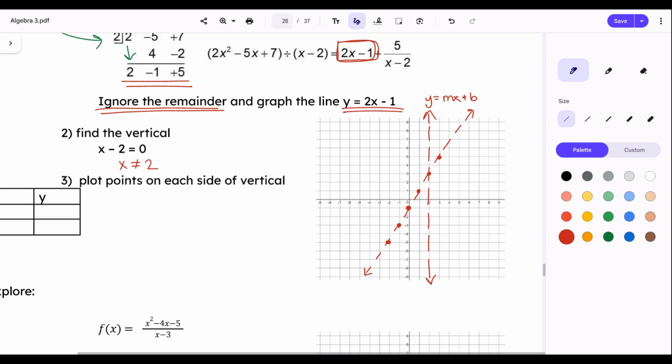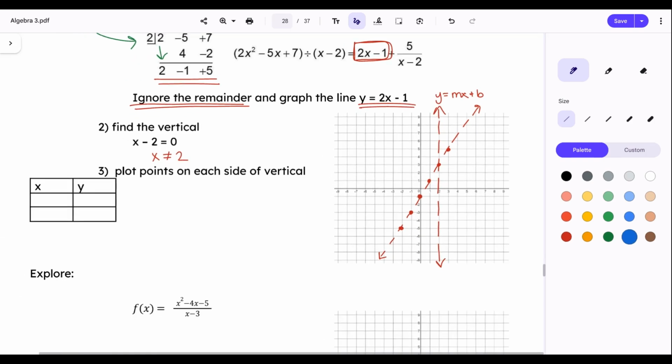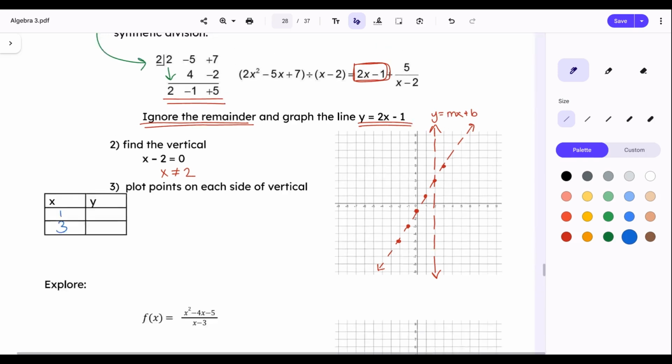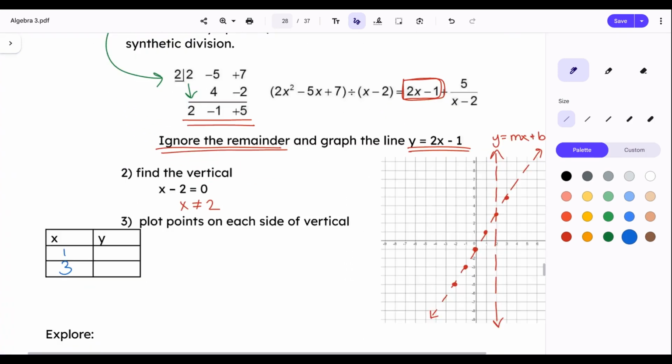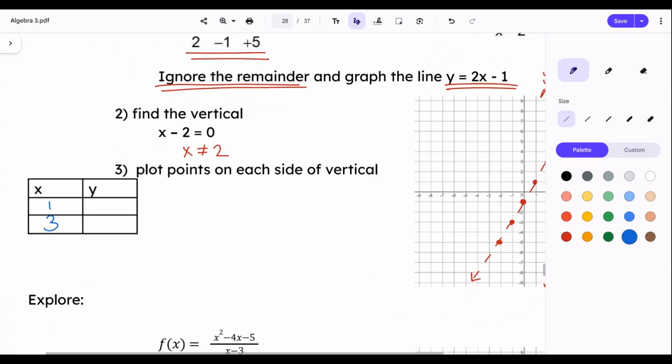Now we need to find some points that are on either side of the vertical. So we said the vertical was 2. So what numbers is 2 in between? 3 and 1. Okay, so now you're going to go to your table. Type in that equation that we started with at the very beginning here. So way up here to what I circled in green, that 2x squared minus 5x plus 7 all over x minus 2. You need to tell me what my numbers are for 1 and 3.